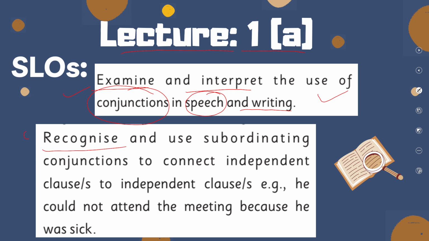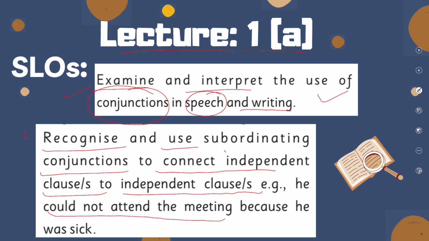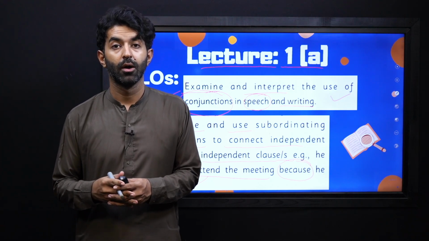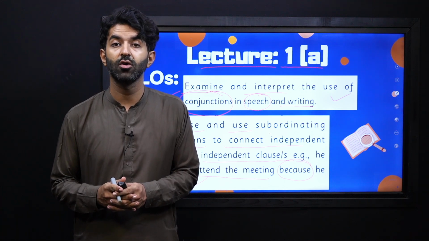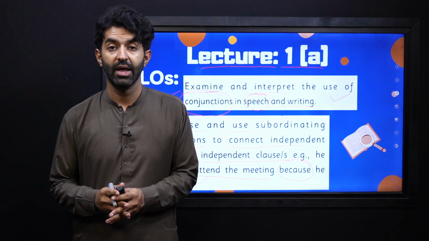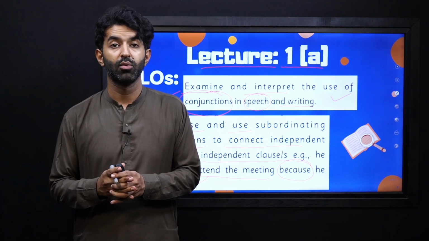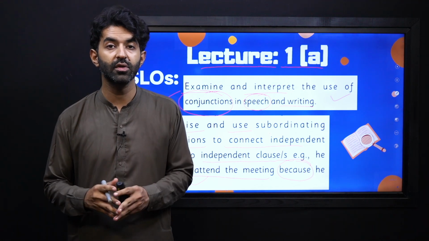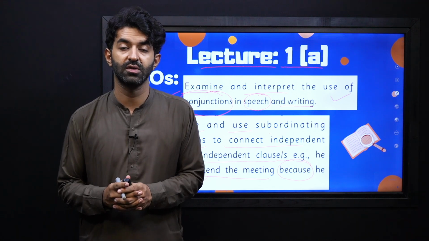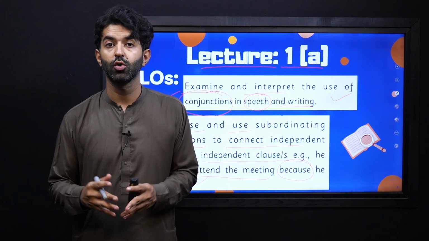Next one is that we recognize and use subordinating conjunctions, which is a type of conjunction to connect independent clauses to independent clauses. For example, he could not attend the meeting because he was sick. These are two independent clauses, but we used a conjunction. Can you spot it? Yes, here, because is our conjunction. So you can see that conjunctions have different types. There is subordinating conjunction, coordinating conjunction, and also correlative conjunction, which we will talk about in the next lesson. Now, for this purpose, we will learn it with examples followed by exemplary sentences and different kinds of activities. So be prepared for this one and start revising your parts of speech and learn about conjunctions before you attend the lecture.